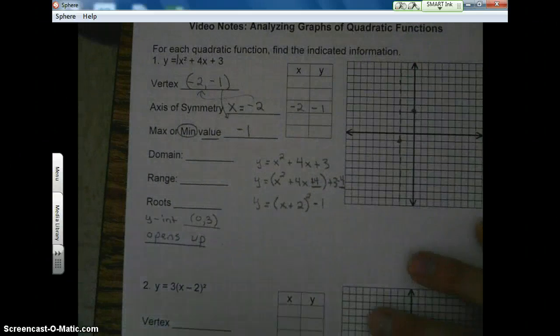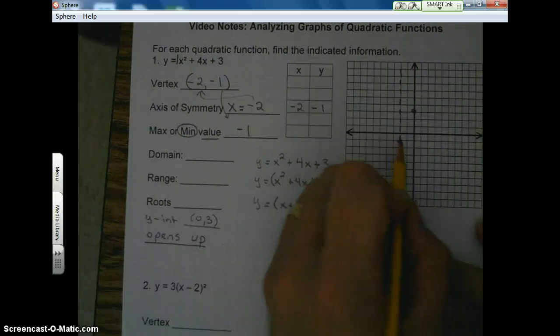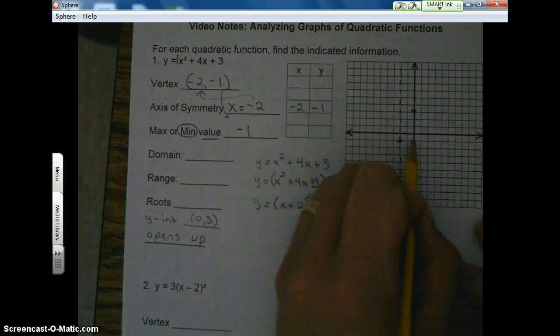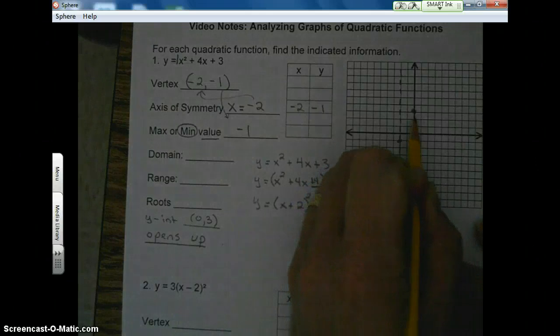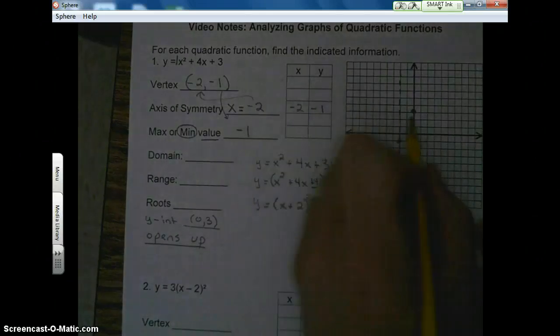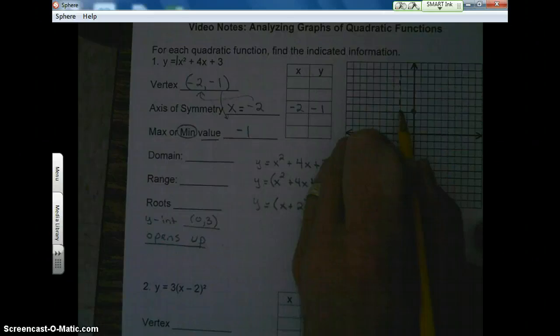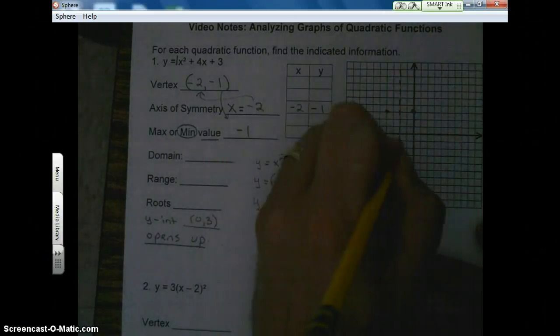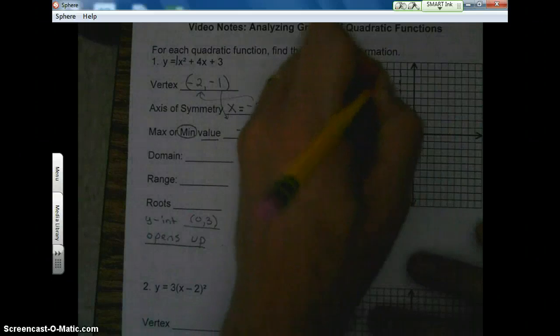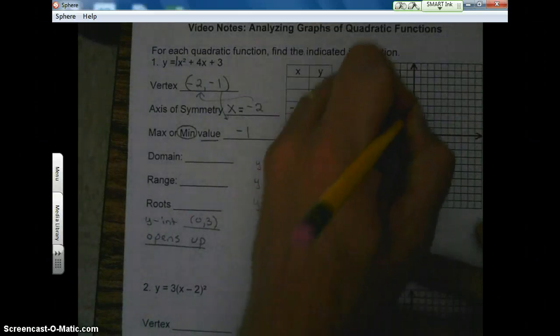Okay? Domain. Well, let's finish graphing this a little bit. It's over 2, up 1, 2, 3, 4. And actually what I can do here is, since this is my axis of symmetry, it's 2 units away, so 2 units away. Okay? So we can just do this.